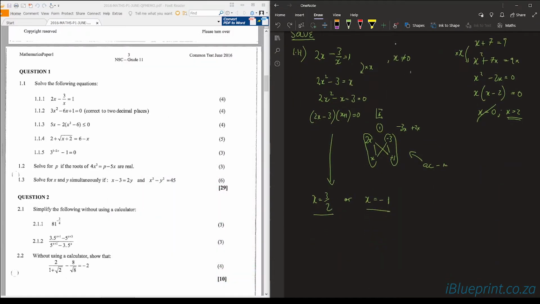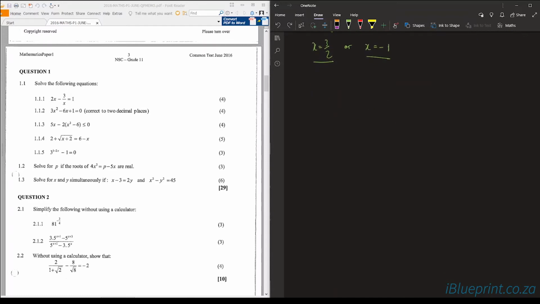All right, next question. 1.1.2. Solve the following equation. Again, it's the same question, but it's useful to remember what you're actually trying to do. So we're given this quadratic equation, 3x squared minus 6x plus 1 is equal to 0. And we have to solve it, correct to 2 decimal places, for 4 marks.